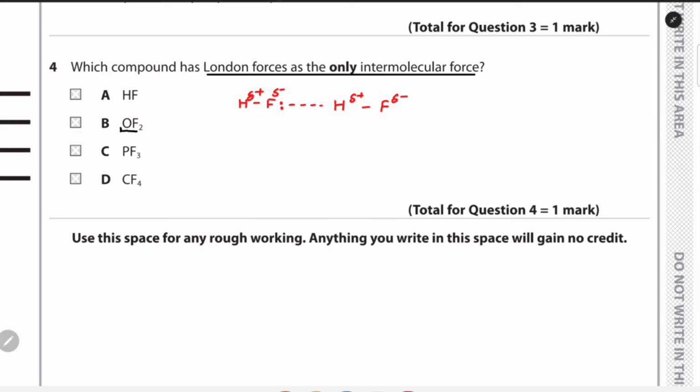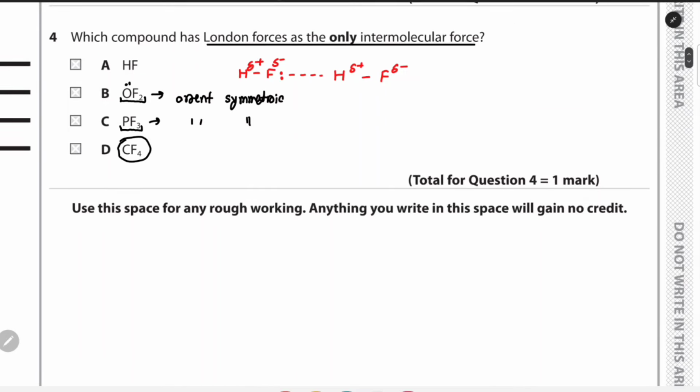In these cases, the molecule is polar because they have a lone pair over here. Since there is a lone pair, the shapes aren't symmetric, and if that happens, the dipole moment doesn't cancel out. However, for CF4, there are no lone pairs. As there are no lone pairs on the carbon, if I draw the shape, the dipole moments will be cancelled out. So D will be our answer.